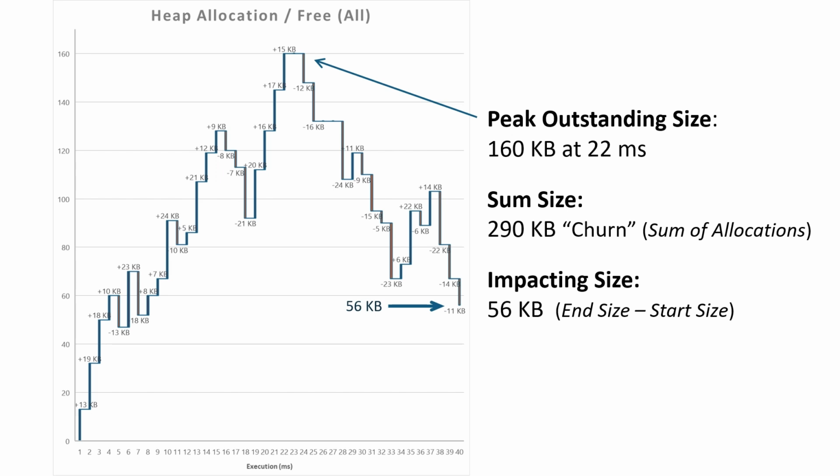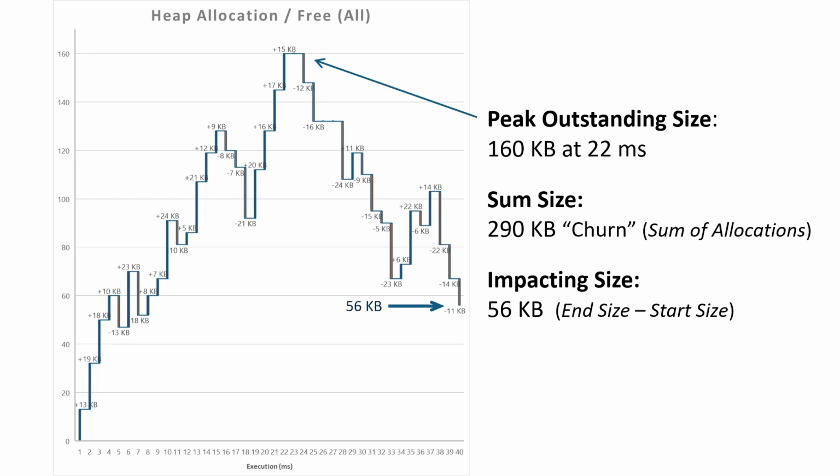Here's a sample memory chart where a process does 20 heap allocations and 17 heap free operations. We'll use it to illustrate how WPA, the Windows Performance Analyzer, does its analysis. Here we observe three characteristics of the memory usage. Peak outstanding size, the part not yet freed. That's 160 kilobytes at the 22 millisecond mark.